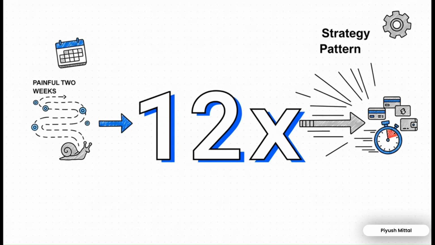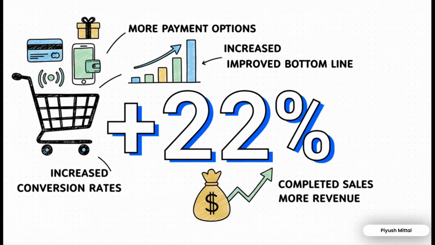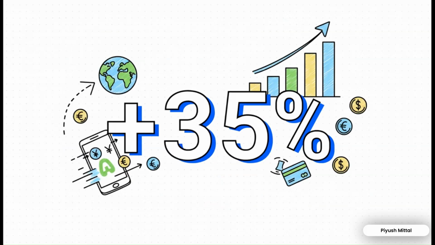And that speed translated directly into cash. Because we could add more payment options so quickly, we could give customers more of what they wanted. The result? Checkout conversion rates jumped by 22%. That's not just a vanity metric. That's real revenue. And this new agility literally opened up the world to us. Adding specific regional payment methods for international markets used to be a non-starter. Now we could do it in a matter of hours, unlocking new markets and boosting international revenue by 35%.